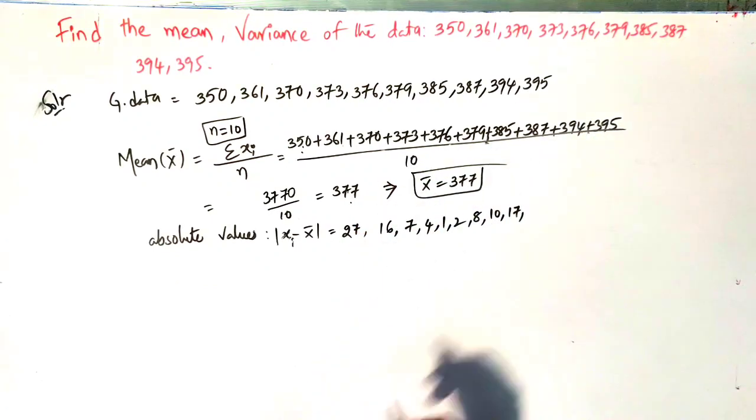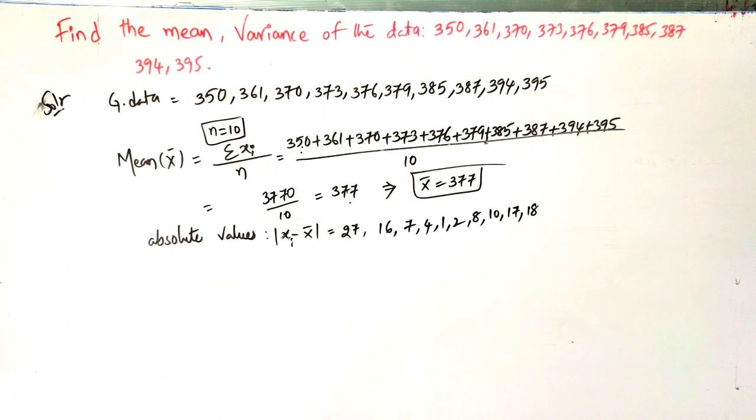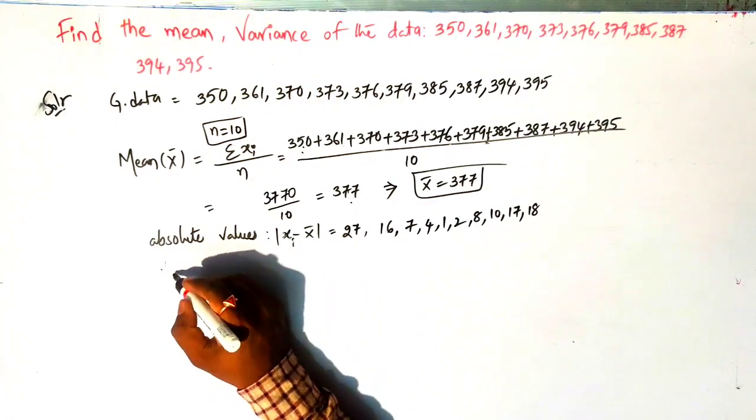95, so 18. So 27, 16, 7, 4, 1, 2, 8, 10, 17, 18 we got here. So these are the absolute values. Now we find out the variance.